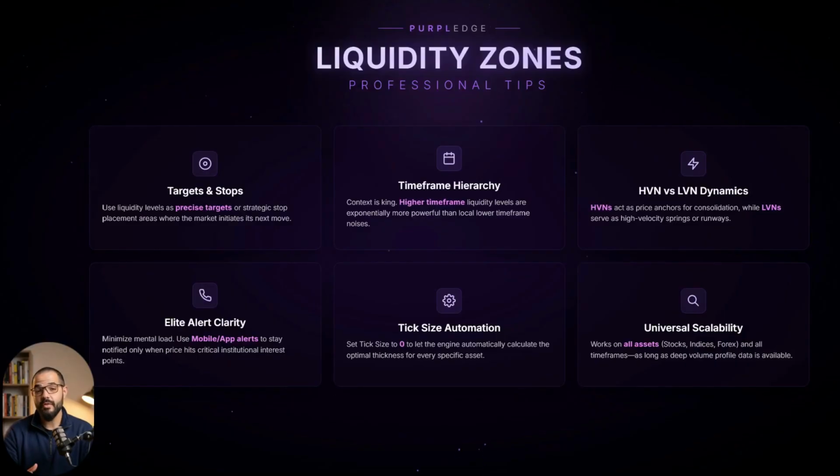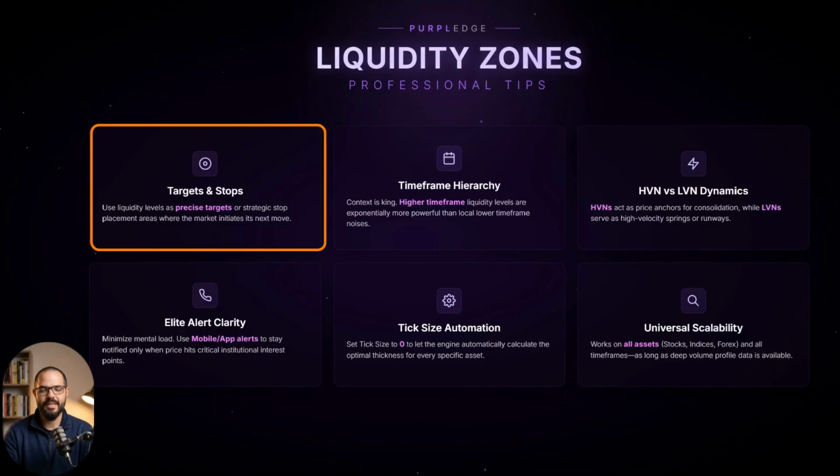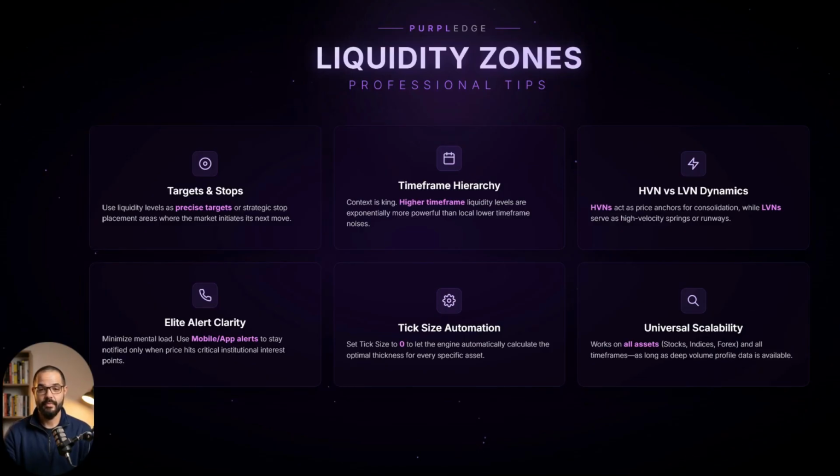And now, for some professional tips to give you the ultimate edge with liquidity zones. First, use liquidity levels as targets and stops. These zones are not just visual markers. They are the precise points where institutional orders are resting and where price initiates its next major move. Plan your entries, exits, and stop losses directly around them.